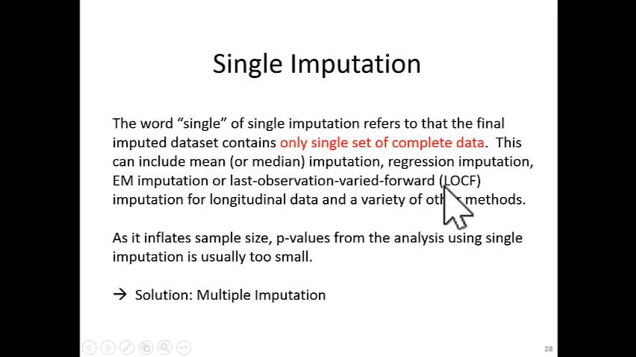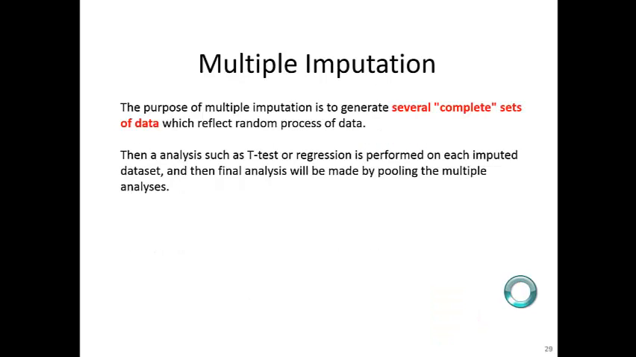And this should be C. The downside of single imputation is its statistical power, resulting in too small p-values. So it is better to use a multiple imputation; the solution to this problem is to use multiple imputation, which creates multiple data sets based on imputation.